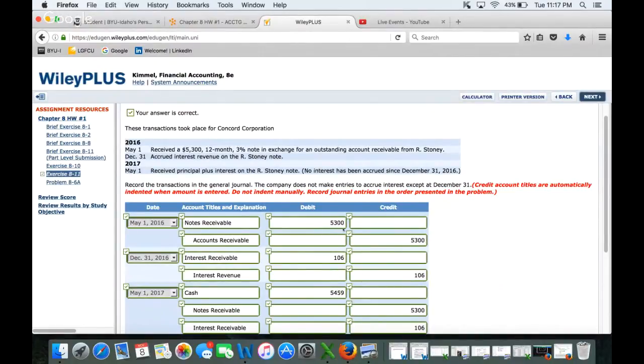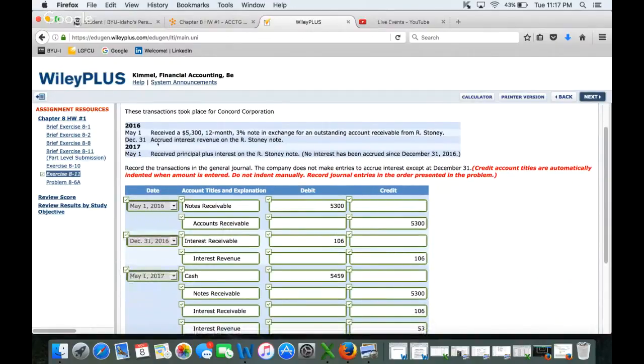And then you move on to December 31st, and it's listed as accrued interest revenue from the R. Stoney note. And so immediately you're going to go ahead and start looking at the interest receivable as well as the interest revenue for the period.